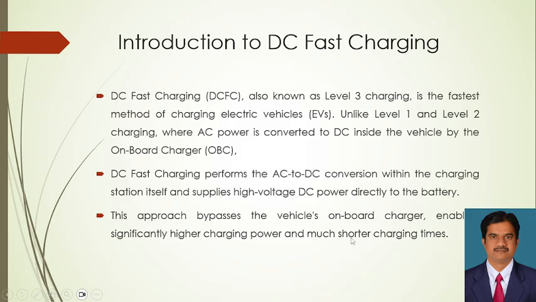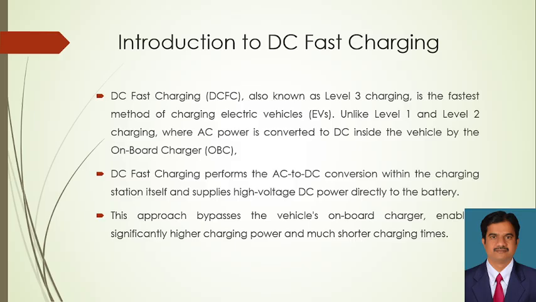What do you understand from this slide? In DC fast charging, there is an absence of the onboard charger. Remember, there is an absence of the onboard charger. Then how is it going to convert the AC into DC? The main function of the onboard charger is conversion from AC into DC. That onboard charger is there in the electric vehicle itself. We do not connect the onboard charger externally.